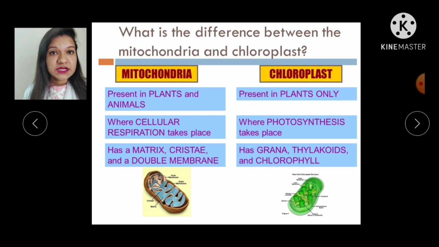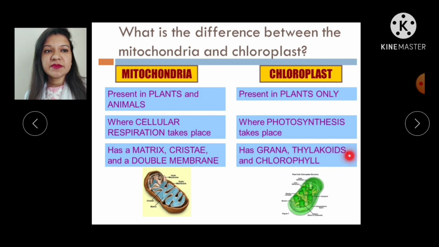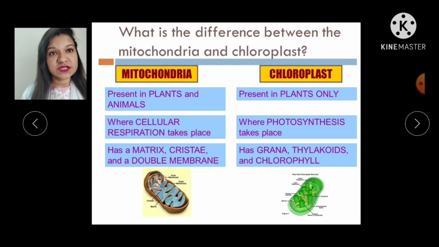Then I will go for the answer. Then you have to write at least 6 differences among the mitochondria and chloroplast. Like mitochondria is present in plants and animals, chloroplast is present in only plant cells. Cellular respiration takes place in mitochondria, photosynthesis takes place in chloroplast, and mitochondria has matrix, cristae and double membrane, and then chloroplast has grana, thylakoid membrane, chlorophyll, etc. In this way you have to write the differences among the mitochondria and chloroplast.